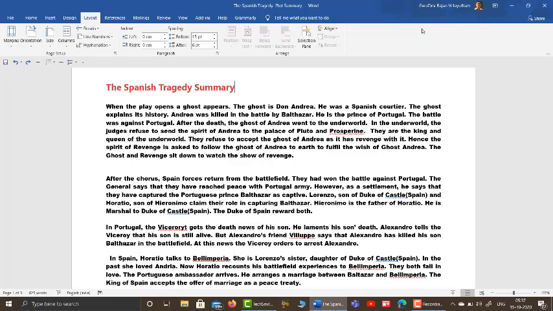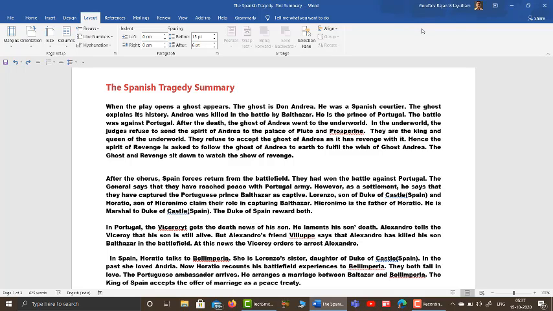In the same way, now Andrea is not permitted to live in the underworld because Andrea has a revenge motive. So as the ghost of Andrea has a revenge motive, the king and the princess of the underworld asked the spirit of Revenge to take the ghost of Andrea to the earth to take revenge. So that's how the scene opens.